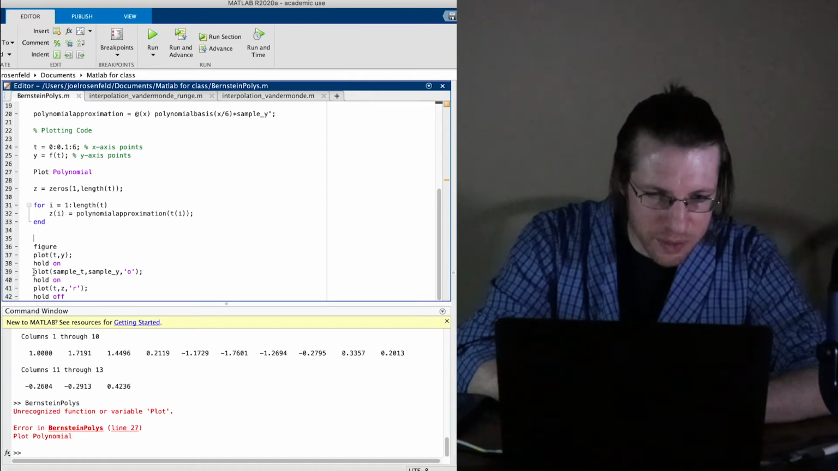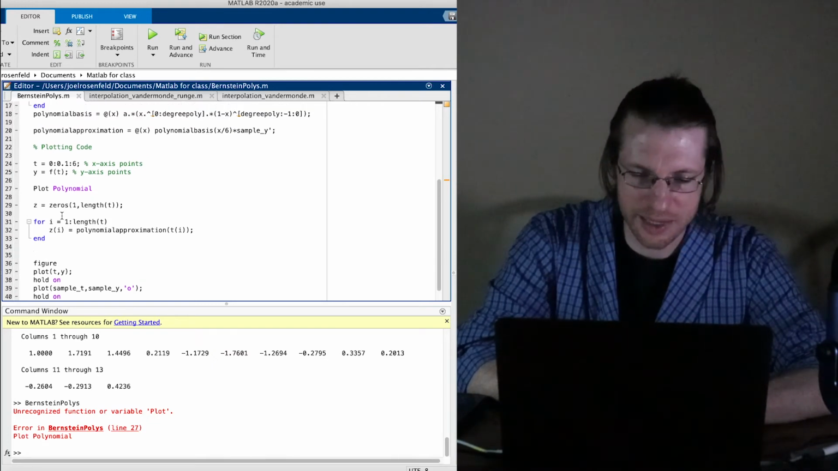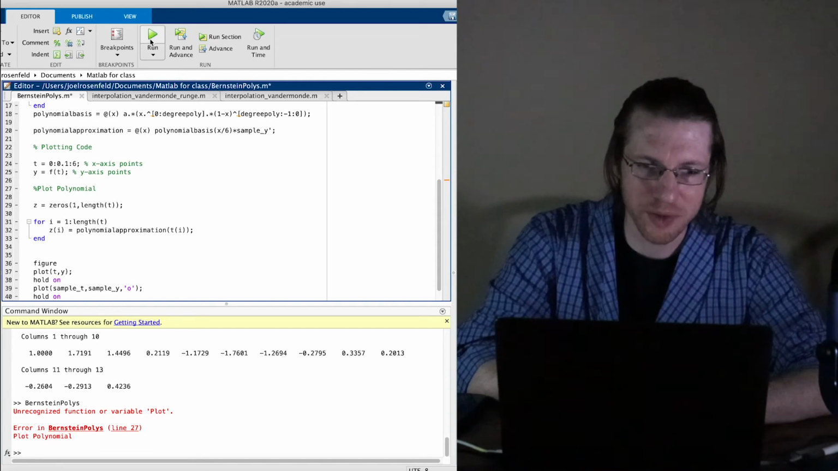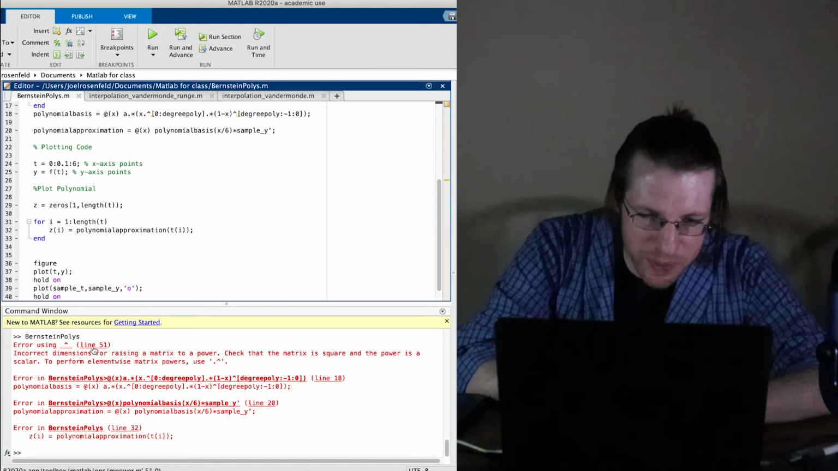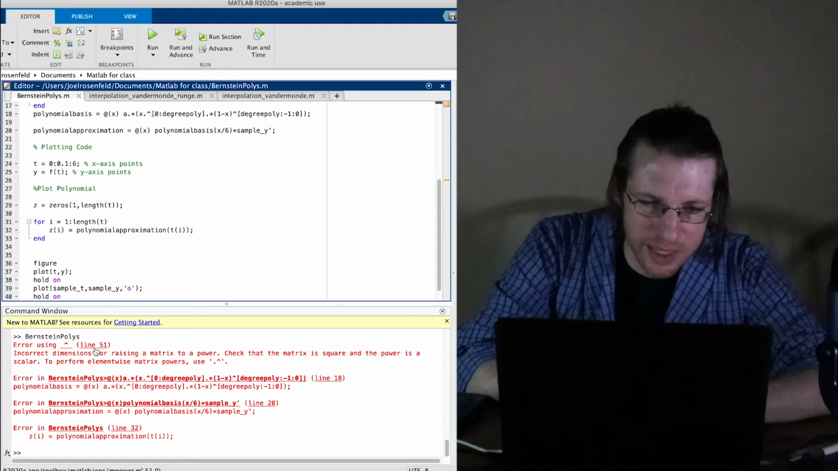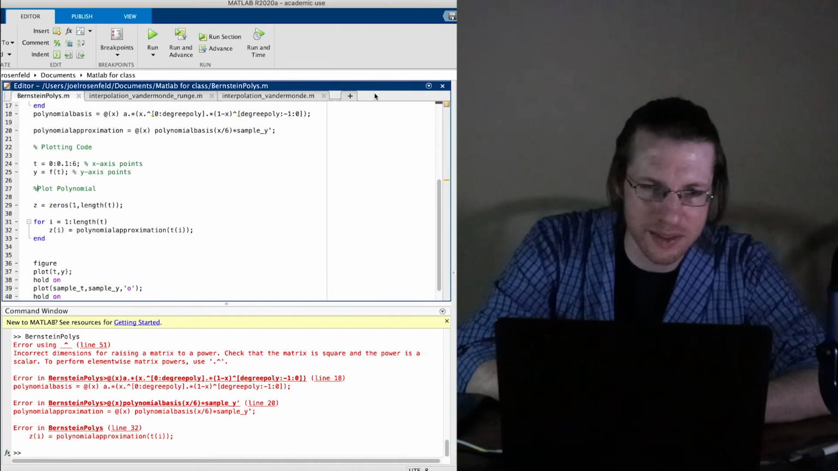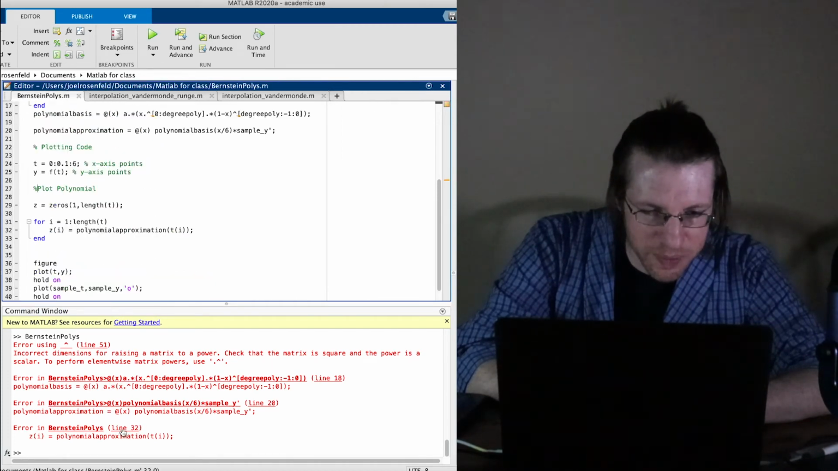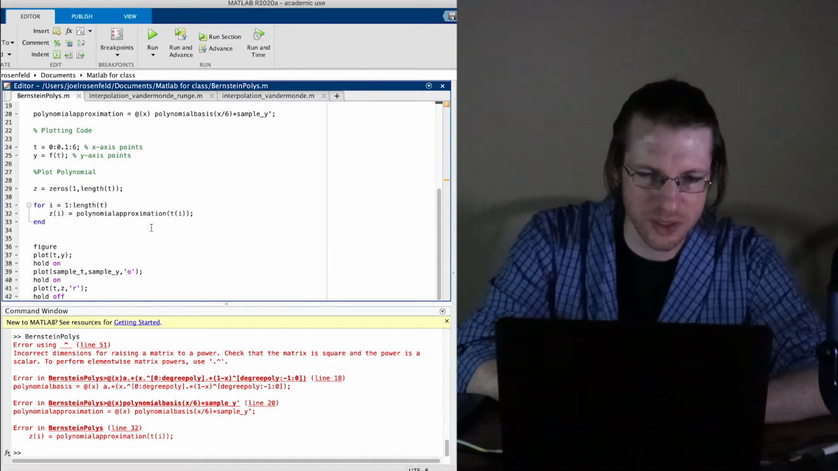Unrecognized function plot. Oh, I see. I accidentally uncommented a proper comment. Let's go ahead and do it. And something went wrong: incorrect dimensions raising matrix to a power. This is in line 51, somewhere up here. Oh, that is not our code. But it said in our code this happened at point 32.